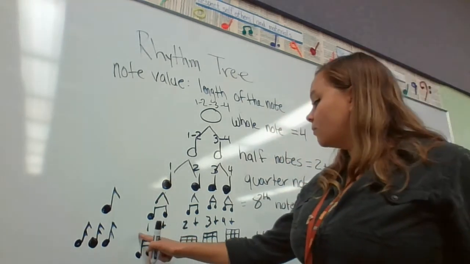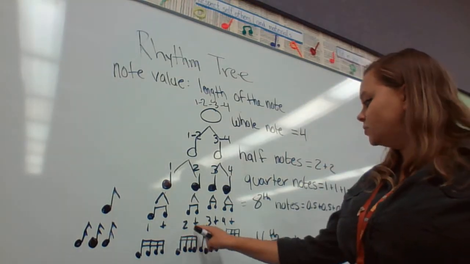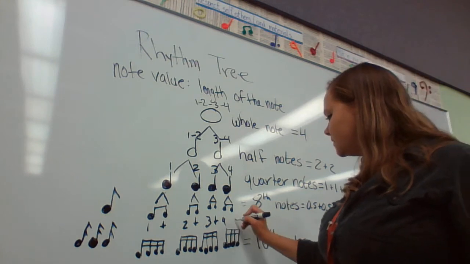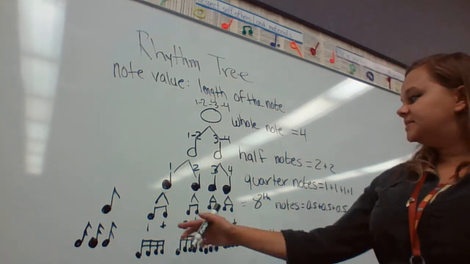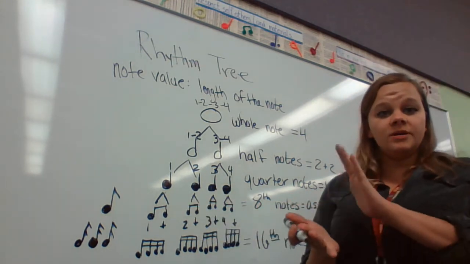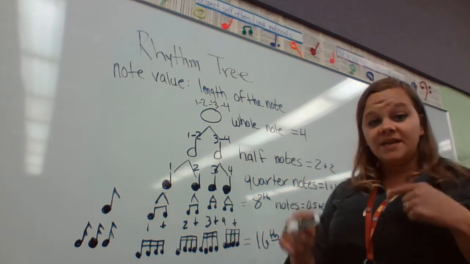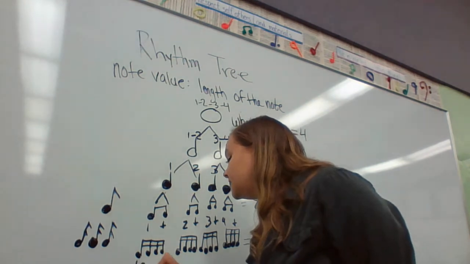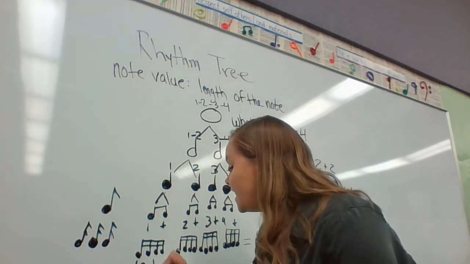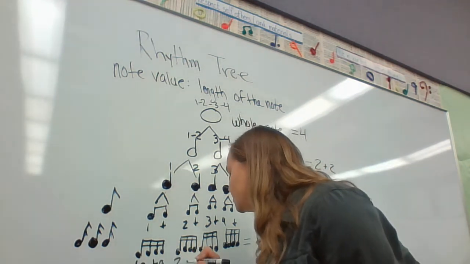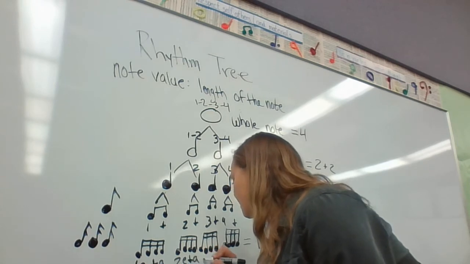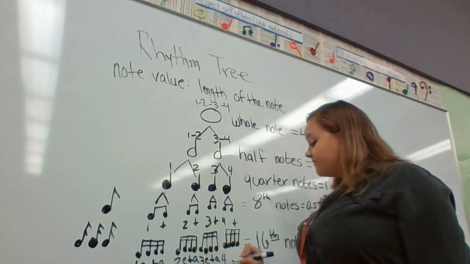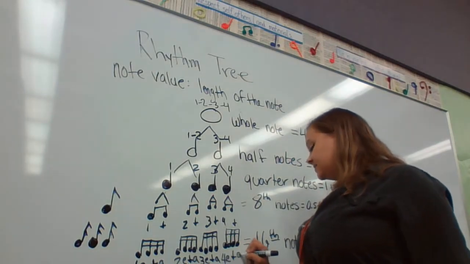So we still have our 1 and, don't we? 2 and, 3 and, 4 and. Let me scoot that a little bit. But now instead of saying 1 and, 2 and, 3 and, 4 and, we say 1 E and a, 2 E and a, 3 E and a, 4 E and a. 1 E and a, 2 E and a, 3 E and a. Can you guess it? 4 E and a.